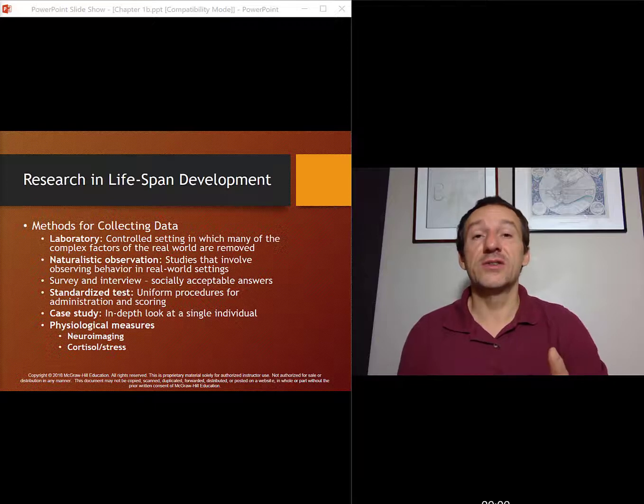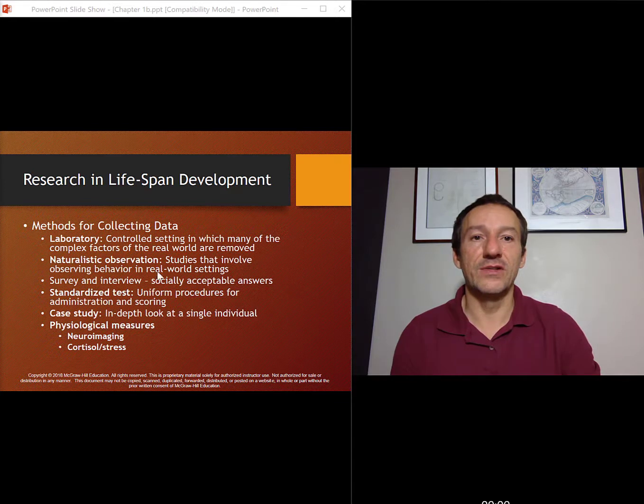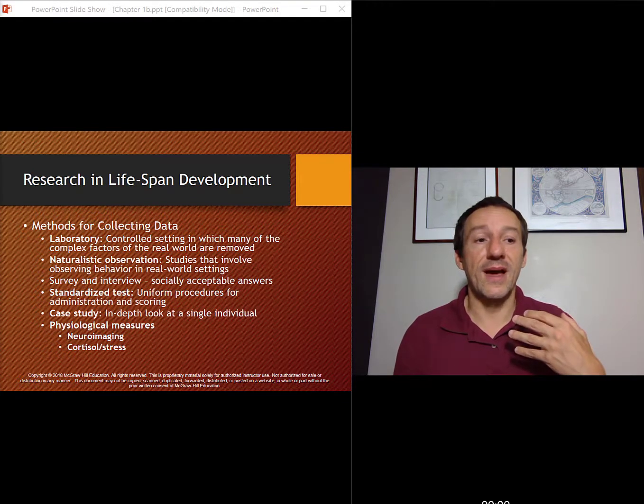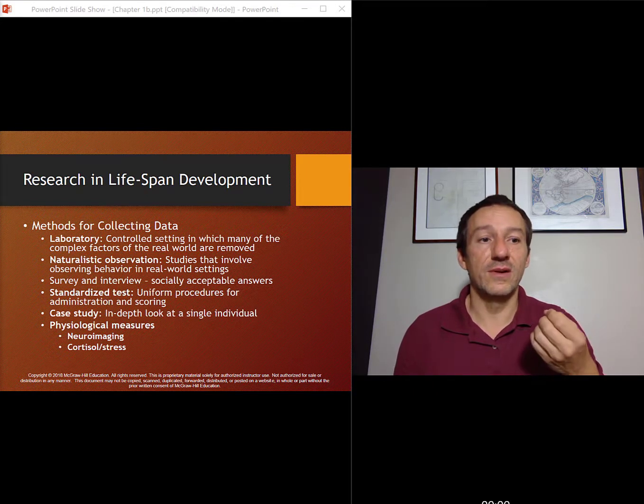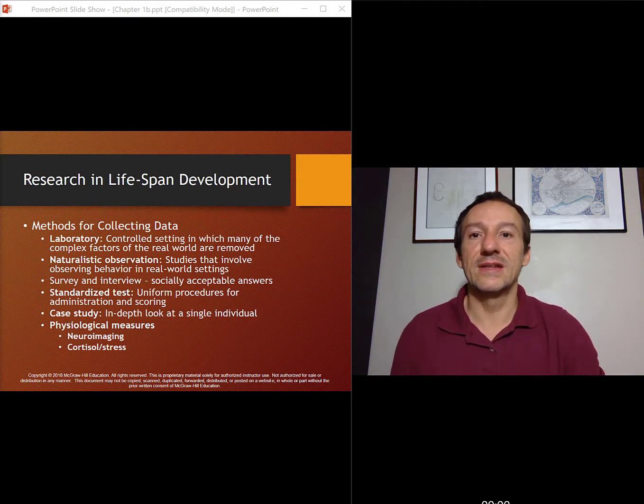All right, so research in lifespan developmental, this part's pretty short. Hopefully you already have a general idea of some of these. Lab research: you bring people into the lab, you control independent variables, you measure dependent variables. These are stronger, more experimental ways of doing things. That is going to be the laboratory. That's one way of collecting data.